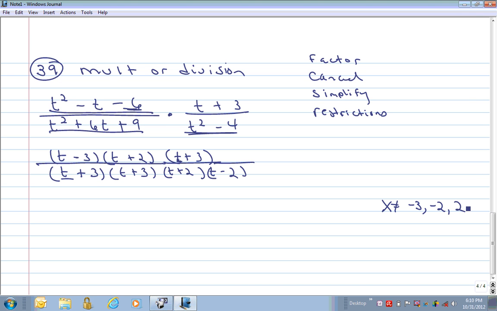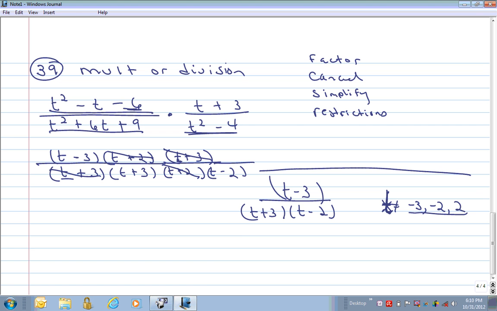And now we're going to make our cancellations and simplify. So I have one t plus 3, and I have another t plus 3. I have a t minus 3, but I don't have any other t minus 3s. I have a t plus 2, and I have another t plus 2. And I believe that's all my cancellations. So I would end up with t minus 3 over t plus 3 times t minus 2, with these restrictions that t cannot be negative 3, negative 2, or 2. So here we go.